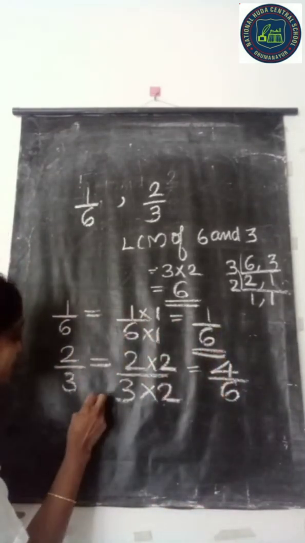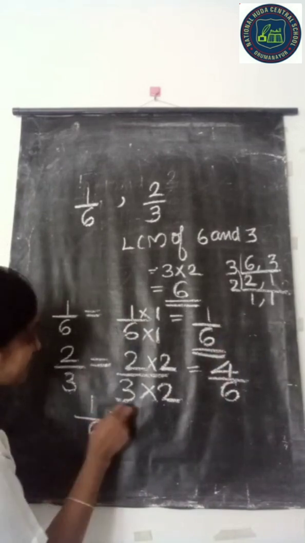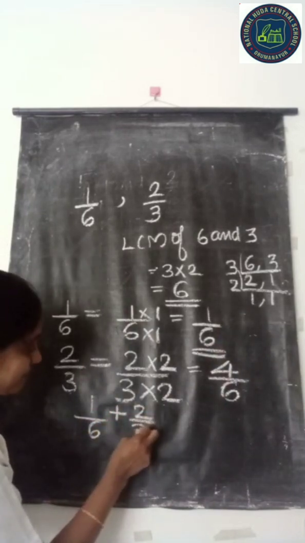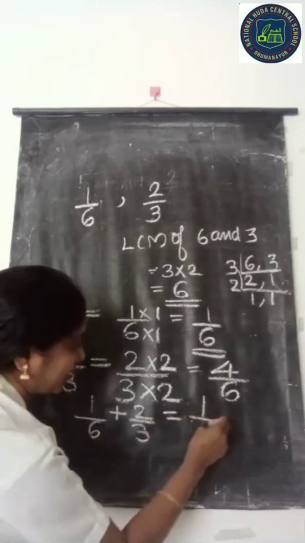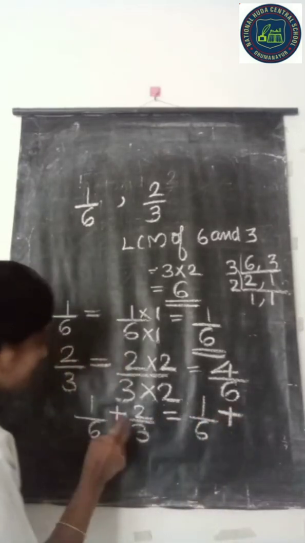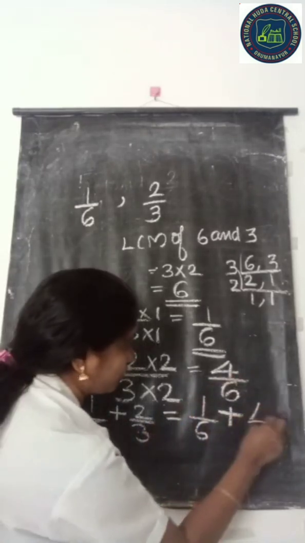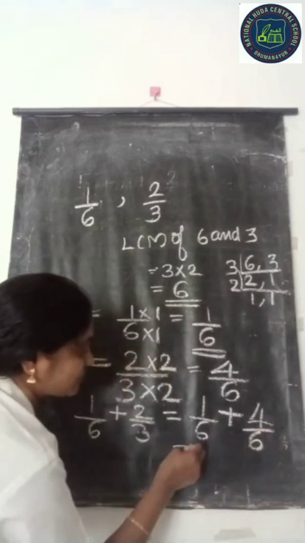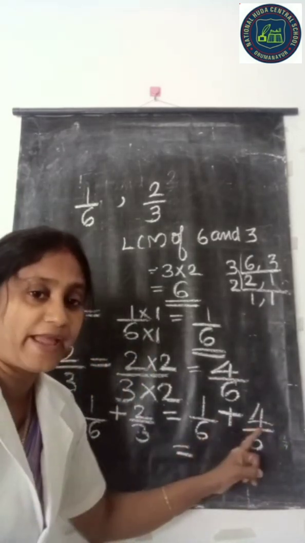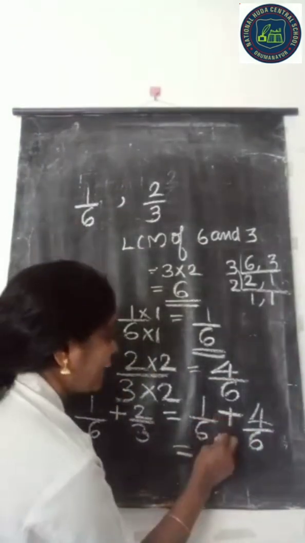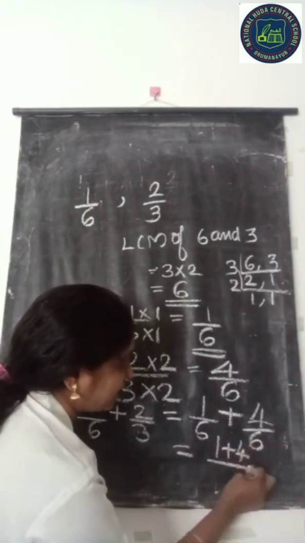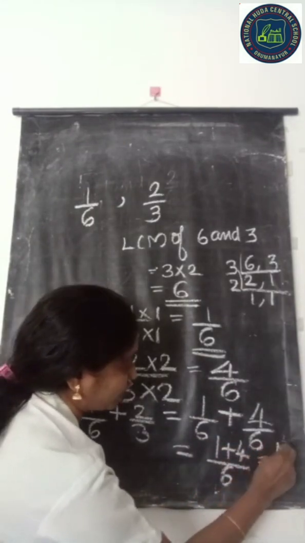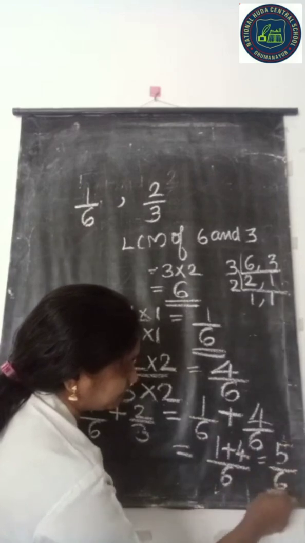Okay, now we can write the question. 1/6 plus 2/3 is equal to 1/6 plus, this we got as 4/6. Now these two are like fractions. Now we can add 1 plus 4 divided by 6. That's equal to 5/6.